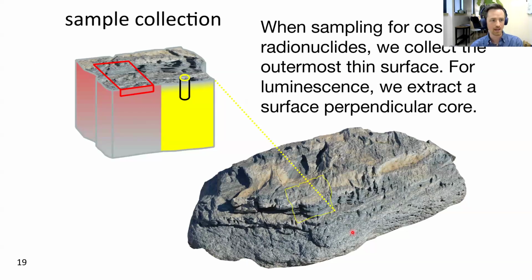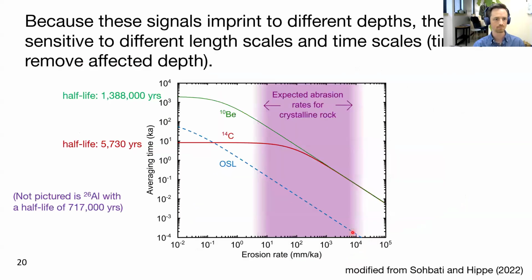When we go into the field then, we're going to be measuring the very thin skin at the top to estimate the concentration of cosmogenic radionuclides in the outermost surface. And for luminescence dating, we're going to be taking a surface perpendicular core because we want to measure where the signal is bleached, and as we get deeper, where it becomes saturated again. We want to measure that whole profile.